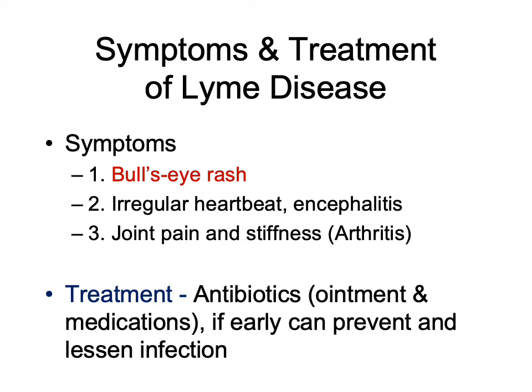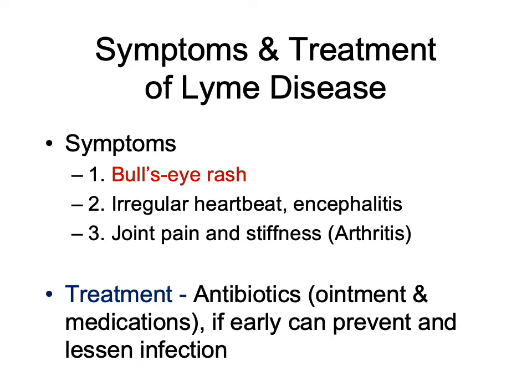Symptoms of Lyme disease include a very unique characteristic, which is a bullseye rash, which we are going to look at on the next slide. It can also cause an irregular heartbeat. It can also cause encephalitis, which again has to do with an inflammation that occurs in your brain. It can also cause joint pain and stiffness, which is similar to arthritis. It affects the synovial joints.